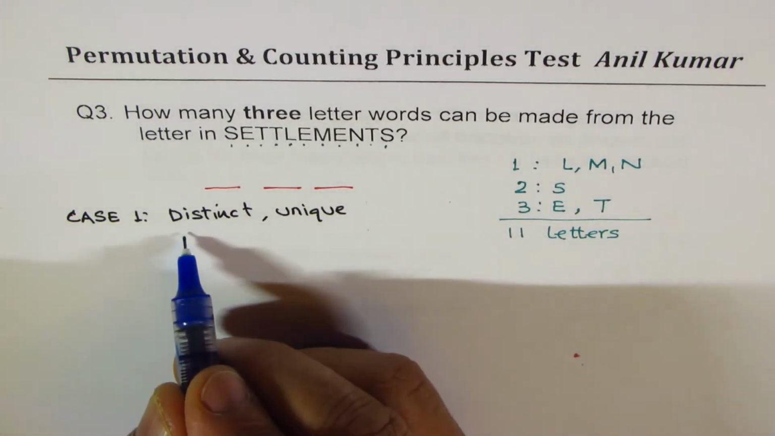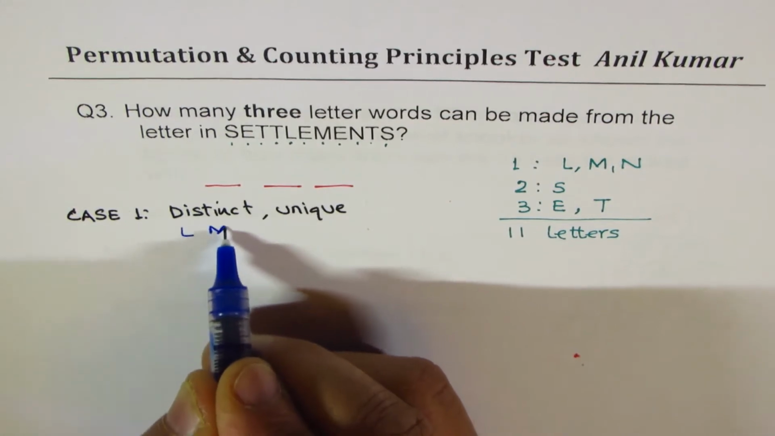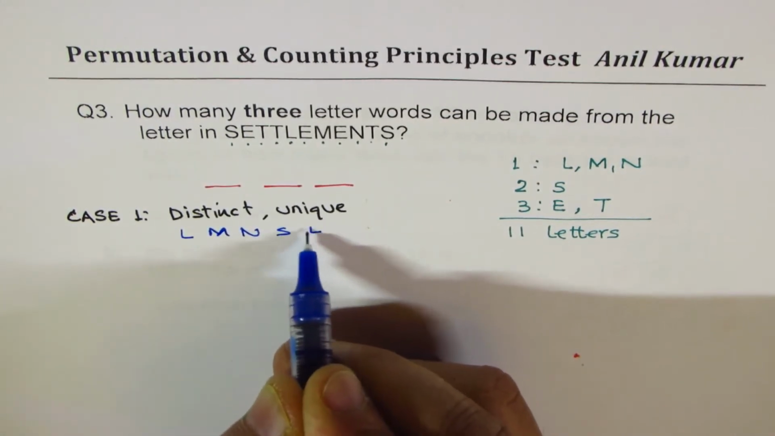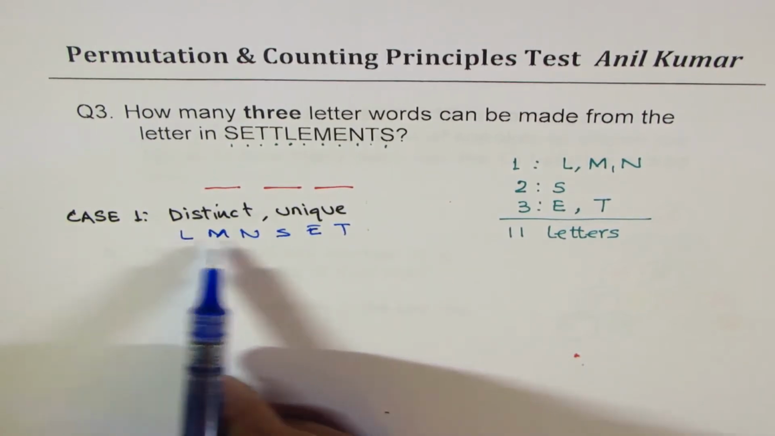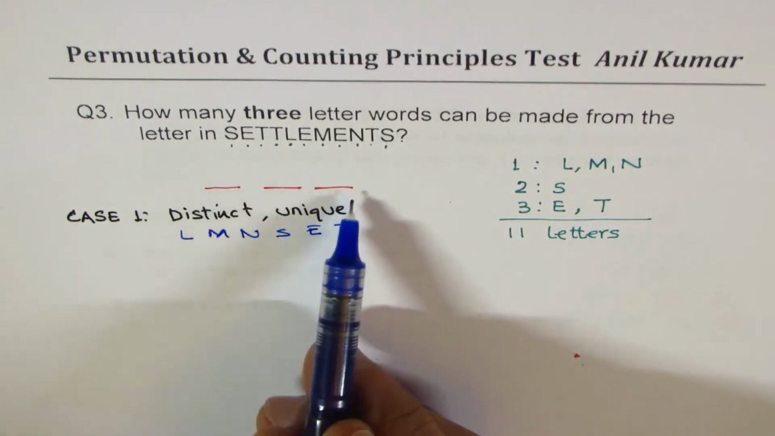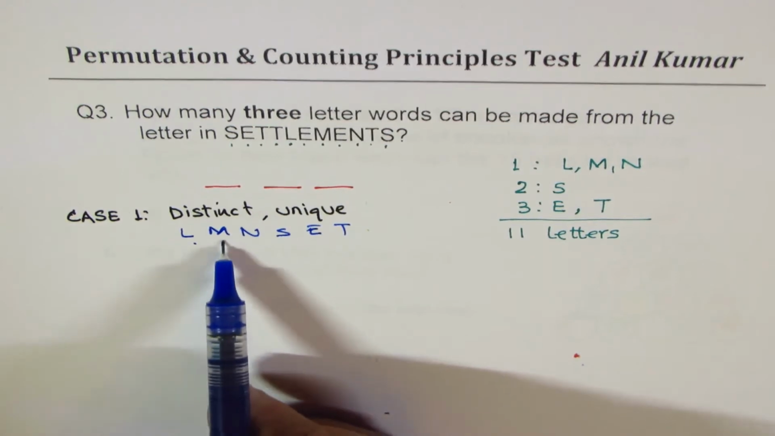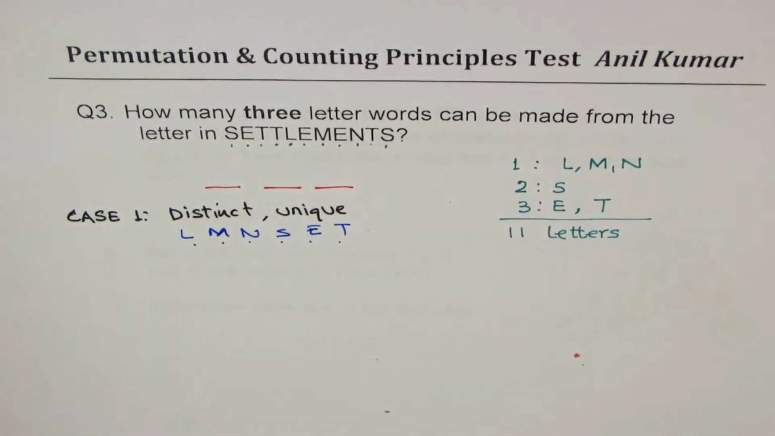So in that case, my list will consist of L, M, N, S, E and T, just one of each kind. If I have to fill in 3 spaces with these 6 letters, then how many permutations are possible? That is how you have to think and write your answer. Do you get the idea?